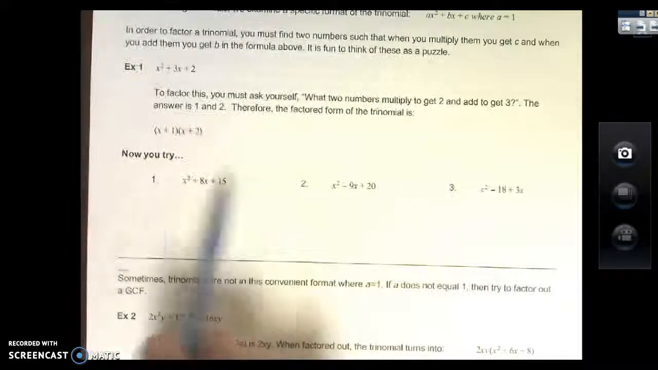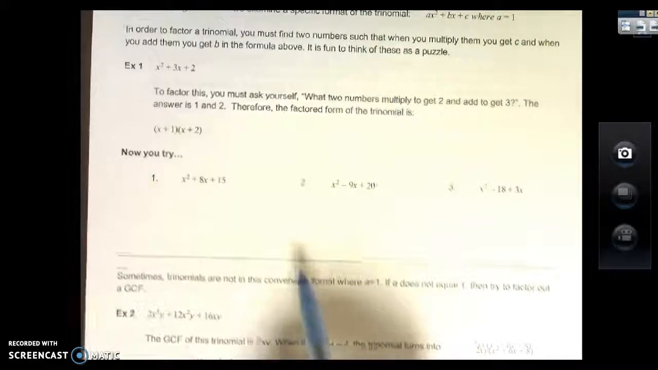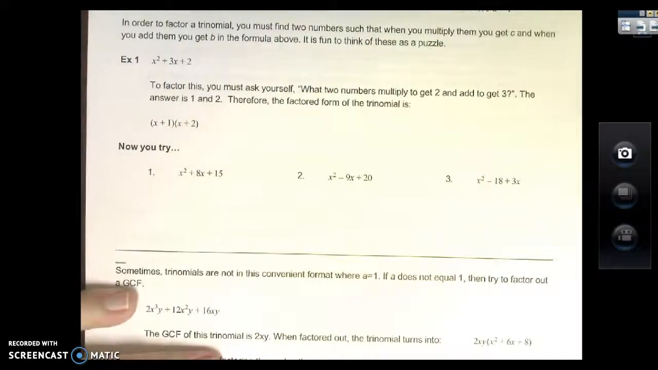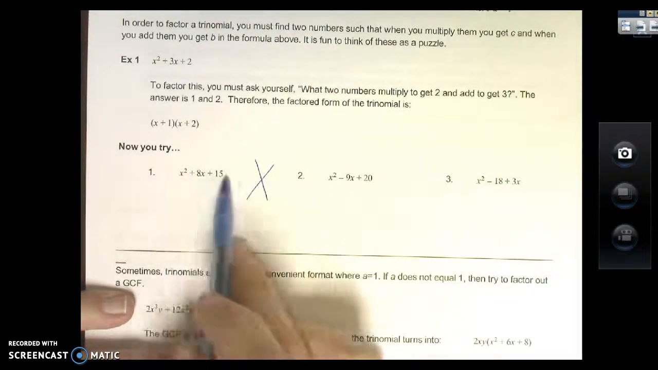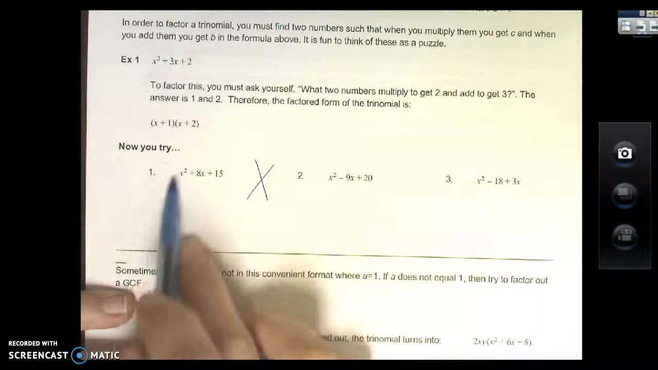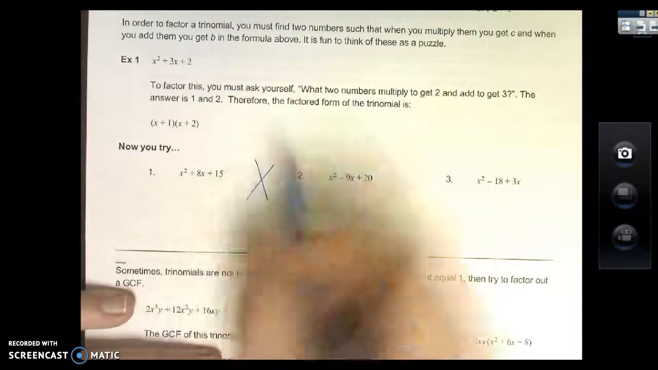So right here it says, now you try. Here is the best method of doing it. And again, depending on who you have as a teacher, everyone teaches a little bit different. You make a little x. We always do first times last. The first number out here, the leading coefficient, is 1. How do I know that? There's no number in front of x squared. 1 times 15 is 15.